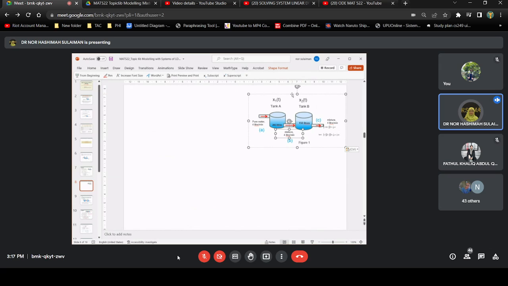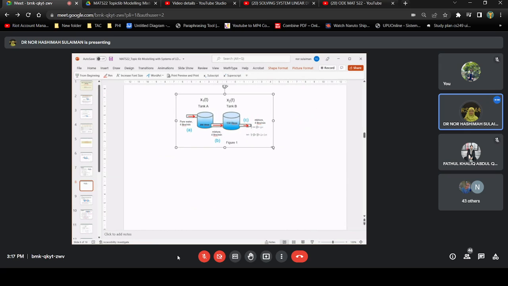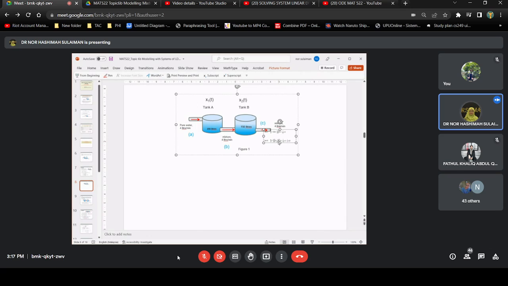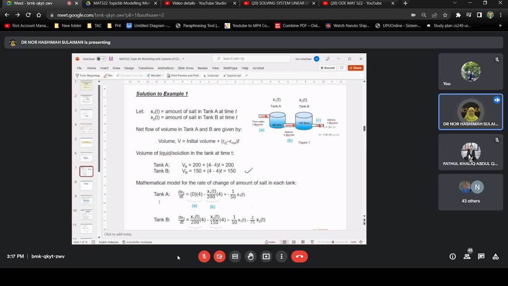Kita nak tengok model satu-satu. Ini saya besarkan sedikit. Alright, so sekarang kita tengok satu persatu lah. Okay, cuba tengok dekat tank A. Kita start dengan tank A, tank B. Nanti saya nak explain kat you all macam mana dapat benda ni. Okay, kita tengok tank by tank. Okay, tank A.